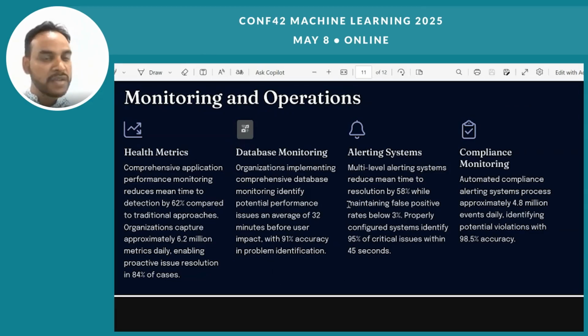Alerting system configuration: the modern healthcare environment requires robust alerting mechanisms to maintain system reliability. Analysis indicates that organizations implementing a multi-level alert system reduce mean time to resolution by 58% while maintaining a false positive rate below 3%. The study shows that properly configured alerting systems successfully identify 95% of critical issues within 45 seconds of occurrence. The implementation of compliance monitoring alerts has become essential for maintaining regulatory compliance.